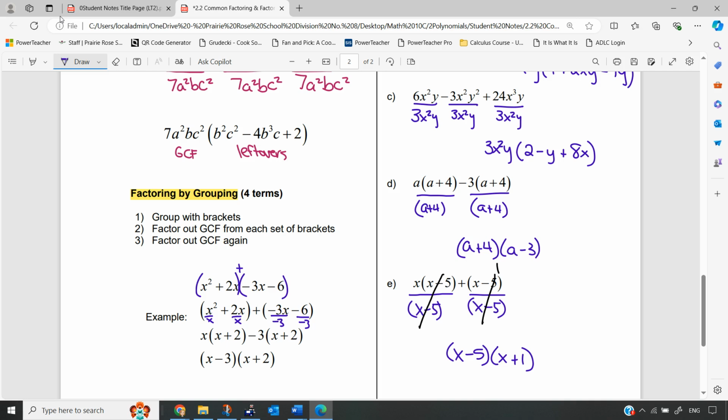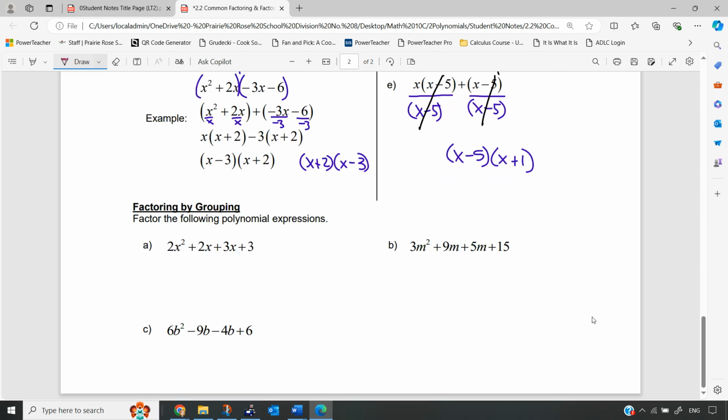So notice that we have x plus 2 in both terms, so that's my GCF. And then that leaves me with x and minus 3. So whether you write your final answer as x minus 3 times x plus 2 or x plus 2 times x minus 3, the factors are the same. Let's take a look at a few examples.